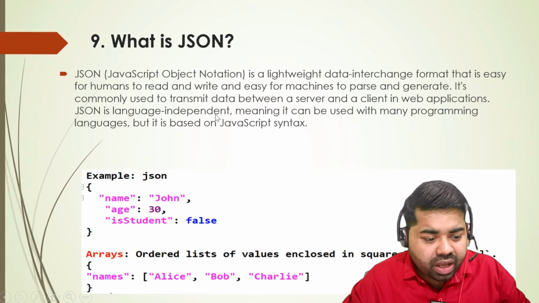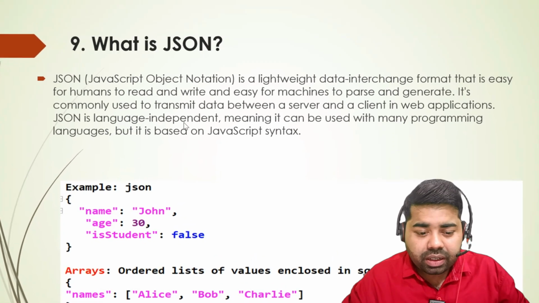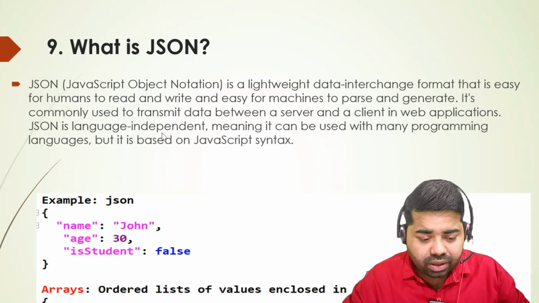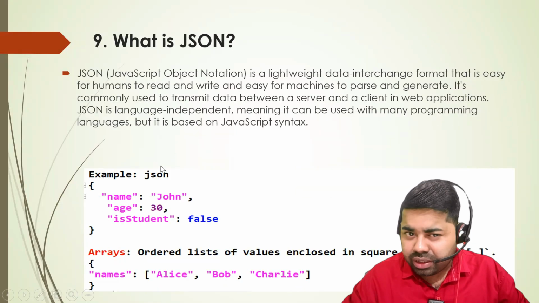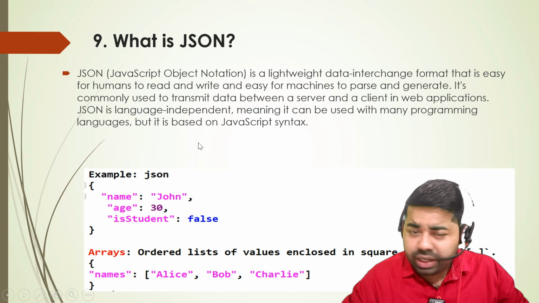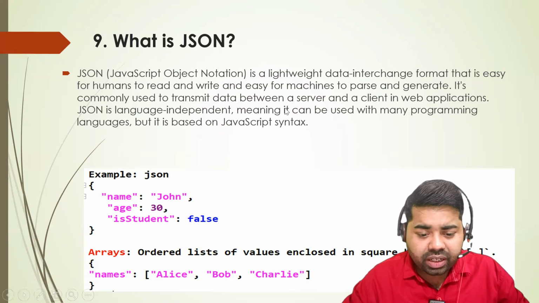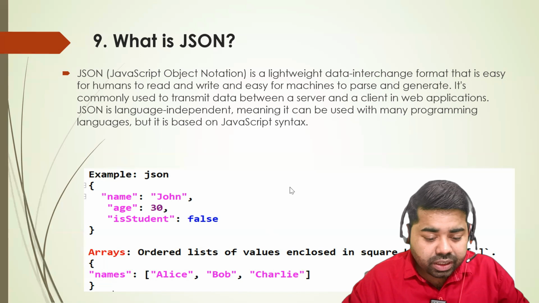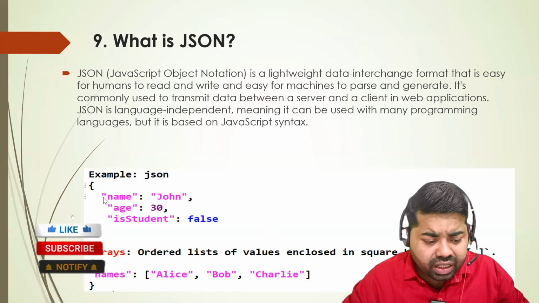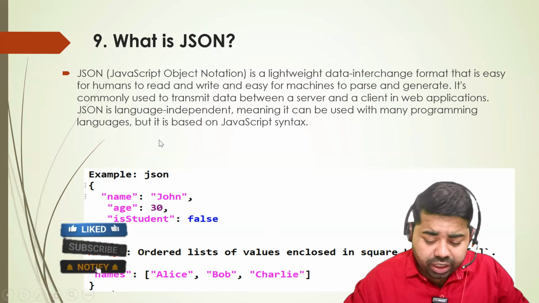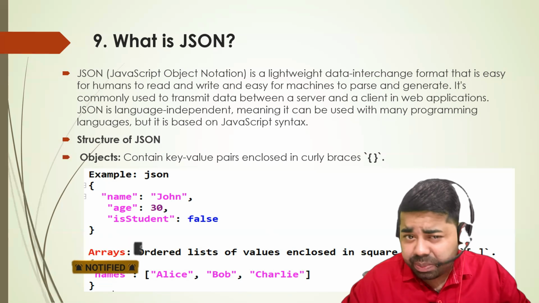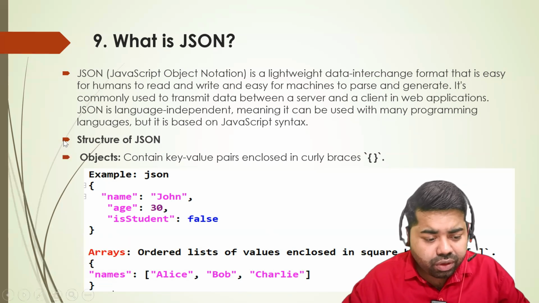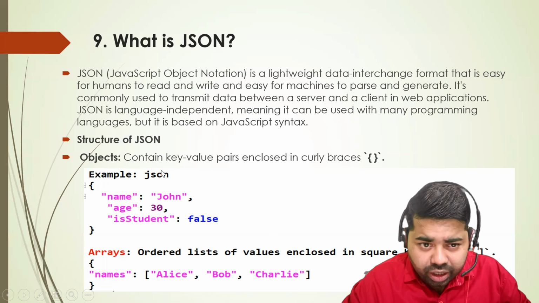JSON is language independent, meaning it does not matter whether the application is developed in Python, JavaScript, or any other technology. It can be used with many programming languages, but it is based on JavaScript syntax. In JSON we send data in key-value format. There is more complex syntax, so we can have a separate session for that, but as of now this is enough to explain in your interview.